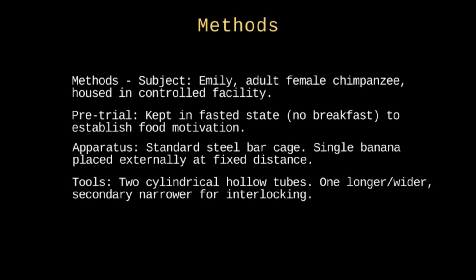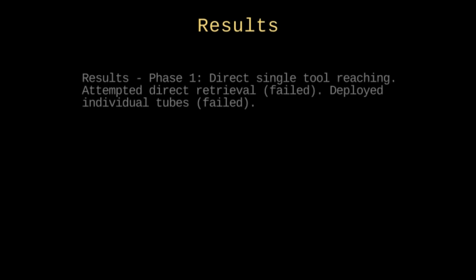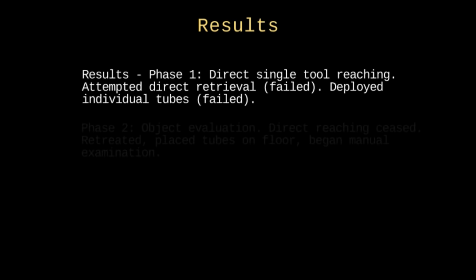Temporal tracking. The experiment officially commenced at 9 am. Behavioral tracking and chronological sequencing were recorded continuously. Results. Phase 1. Direct and single tool reaching. Upon immediate detection of the food stimulus at 9 am, the subject attempted direct anatomical retrieval, which failed.